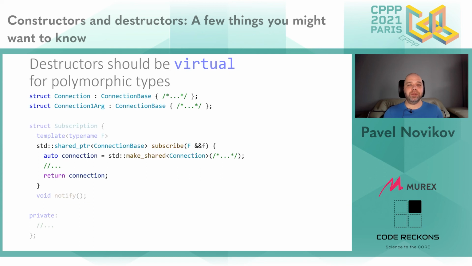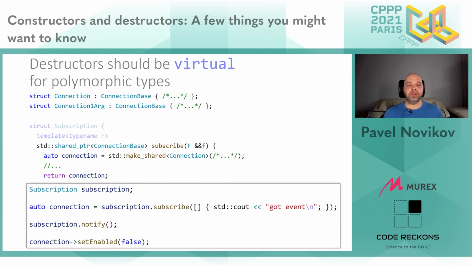We have some derived classes for no arguments, for one argument, and so on. And instances of that types are used like this. We have a subscribe function that subscribes a connection to the function or functor that is provided for us. Using make_shared, it constructs a shared pointer to connection and returns it. And it is used like this.